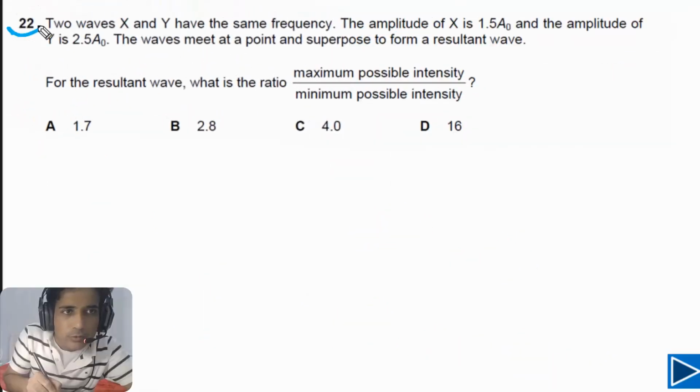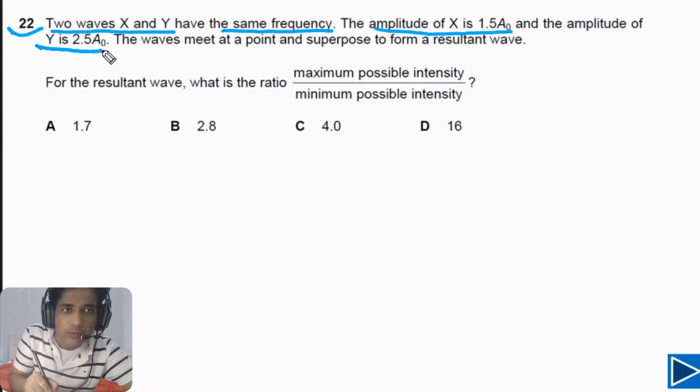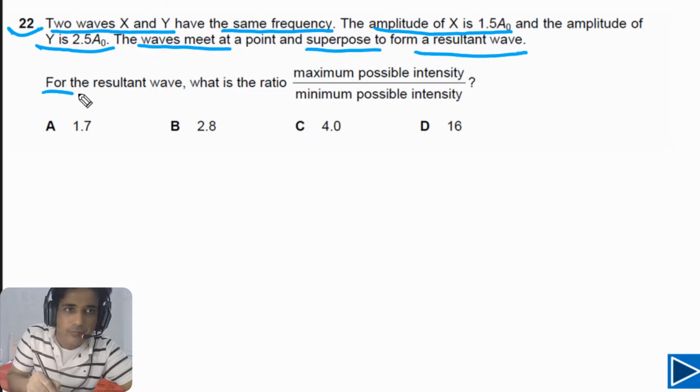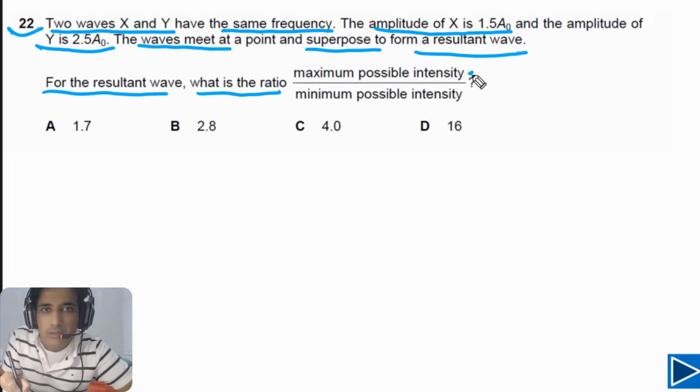For question number 22, it is given to us that we have two waves X and Y and they have the same frequency. The amplitude of wave X is 1.5 A0 and the amplitude of wave Y is 2.5 A0. The waves meet at a point and superpose to form a resultant wave. For the resultant wave, we need to find the ratio between the maximum possible intensity and the minimum possible intensity.